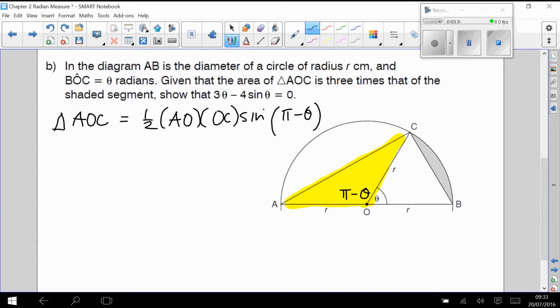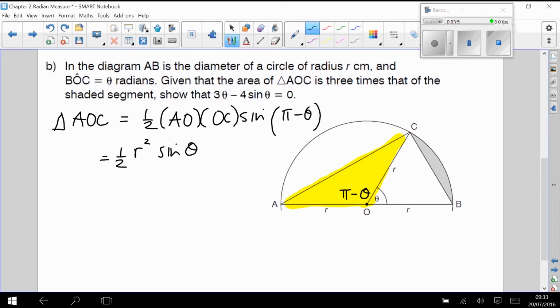Filling in some information over here, I've got a half times r times r, which is r squared. Now sine of pi minus theta can very nicely be reduced. That angle is in my second quadrant, where my sine ratios are positive. In other words, I can write that as sine of theta.